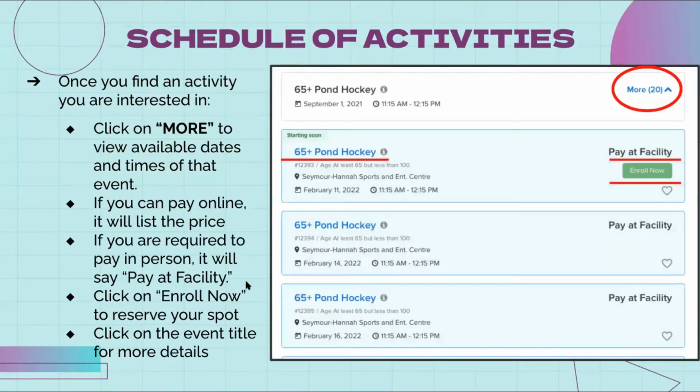All right, schedule of activities. Once you do find an activity that you're interested, you can click on that more button to the right of it to view available dates and times of that event. If you can pay online, it will list the price. Otherwise, it will say pay at the facility. You would click on enroll now to reserve your spot, and then click on the event title for more details.